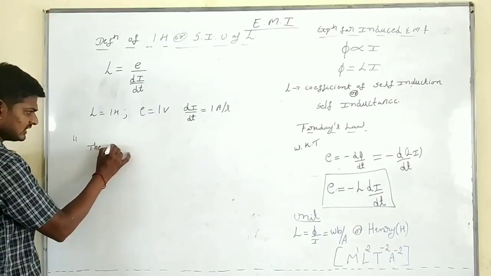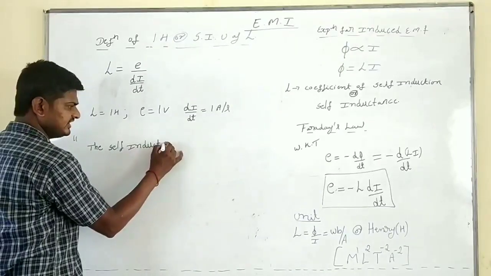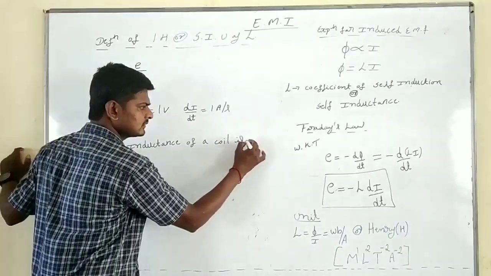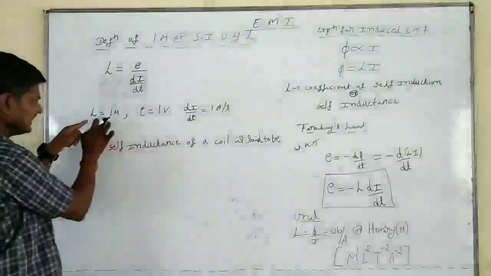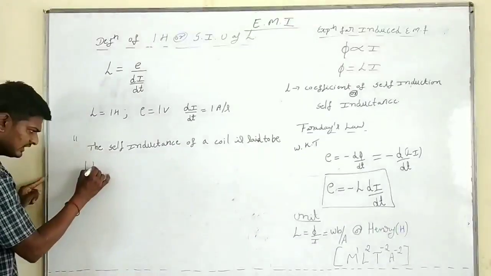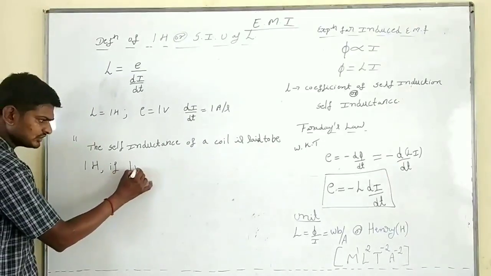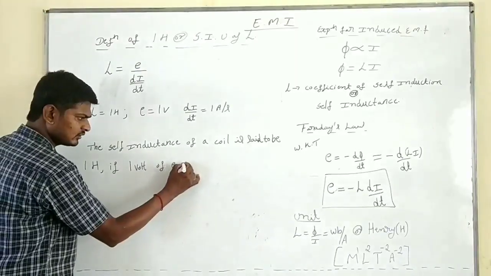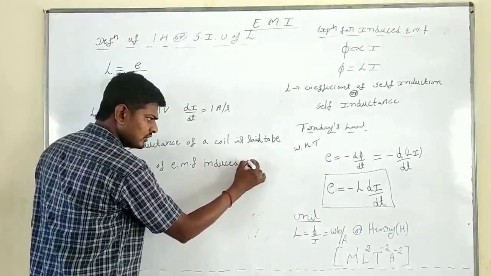The self-inductance of a coil is said to be 1 Henry if 1 volt of EMF, electromotive force, is induced in a coil.